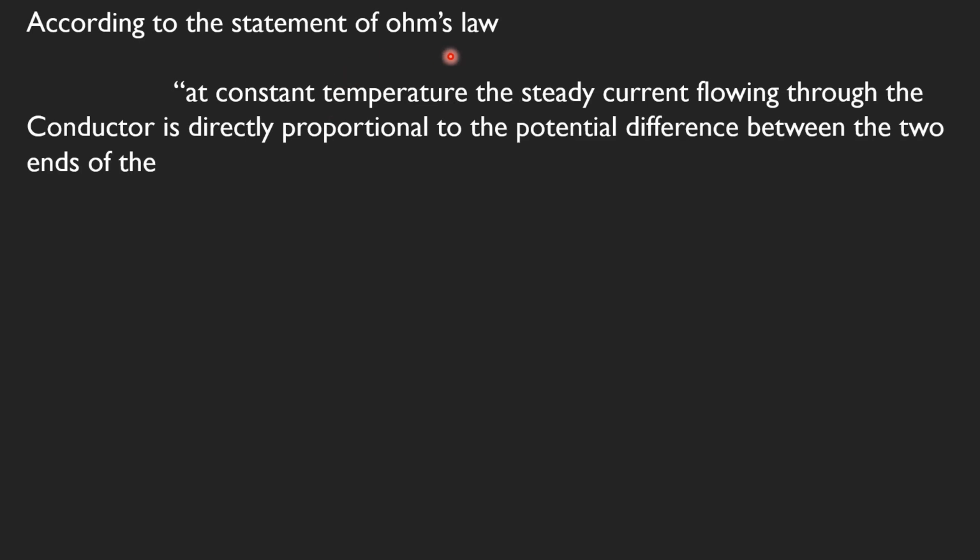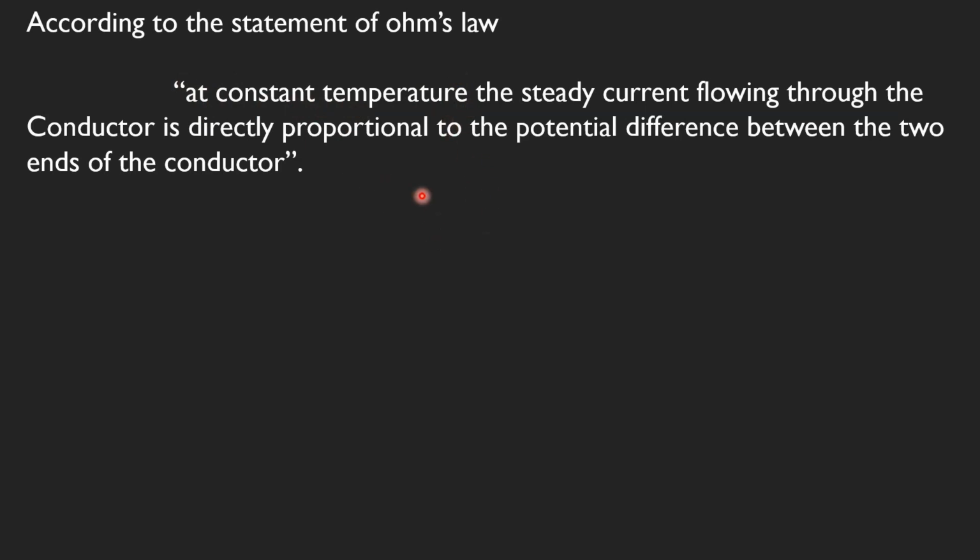Now, what is the statement of Ohm's law? At a constant temperature, the steady current flowing through the conductor is directly proportional to the potential difference between the two ends of the conductor. So we have to maintain a constant temperature. That is why we have discussed that the relaxation time depends on temperature. Therefore, if the temperature increases, the resistance increases, and therefore the current decreases. So we cannot say the potential is proportional to I.